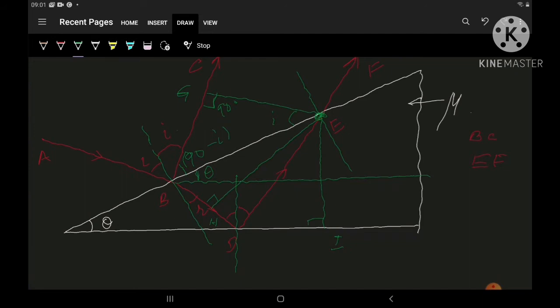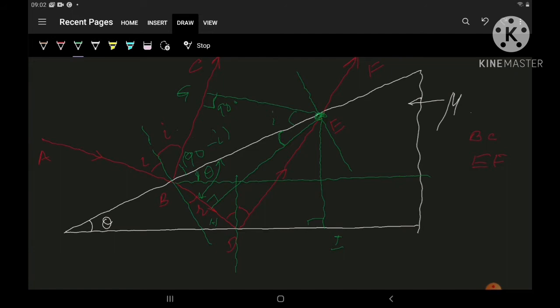This is the angle theta. Okay, this is the angle theta and this is angle 90. Actually we have to calculate this angle. What should be this angle? So let us try to find this angle. Suppose we are going to find this angle, then what should be its value?